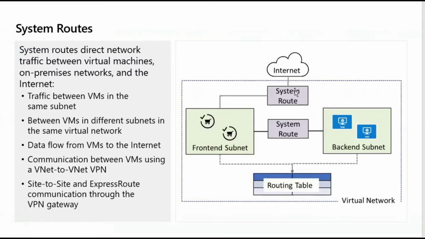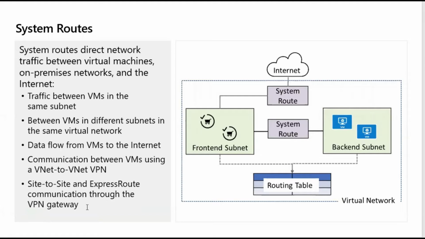System routes. System routes direct network traffic between virtual machines, on-premises networks, and the internet. Traffic between VMs in the same subnet, between VMs in different subnets in the same virtual network, and data flow from VMs to the internet. Communications between VMs using the VNet to VNet VPN, site to site, and explicit outbound communications to the VPN gateway.